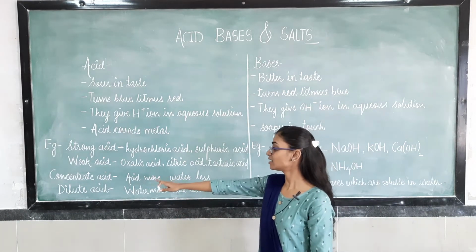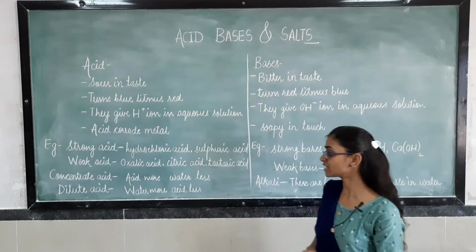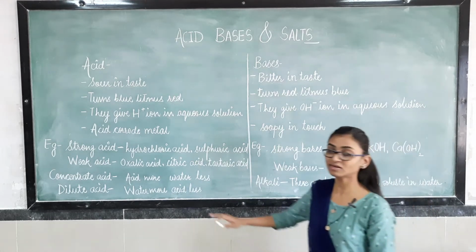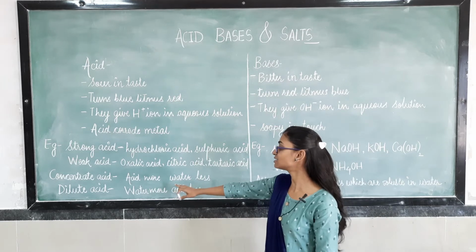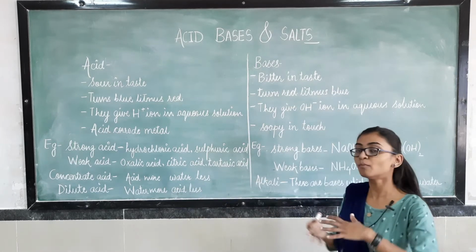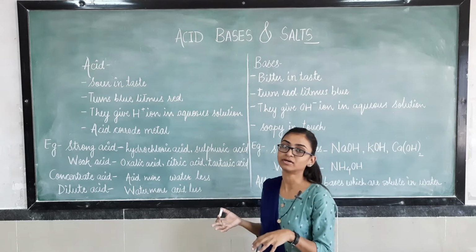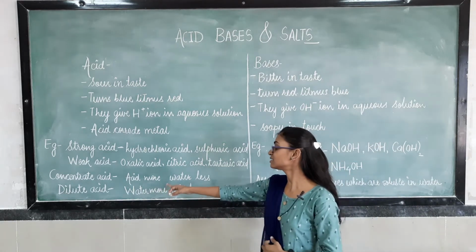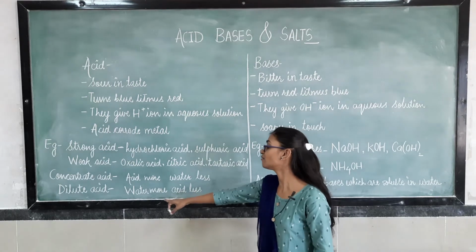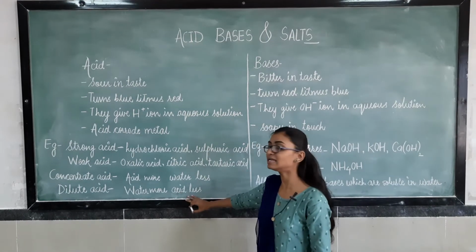Now we will see two more terms, that are concentrated and dilute acid. What are concentrated acids? Concentrated acids are those acids which have more amount of acid in them while less amount of water. Okay. And dilute acids are those acids which have more water in them and less acid content.